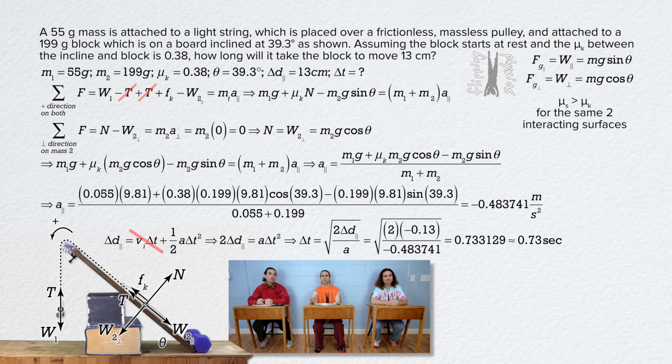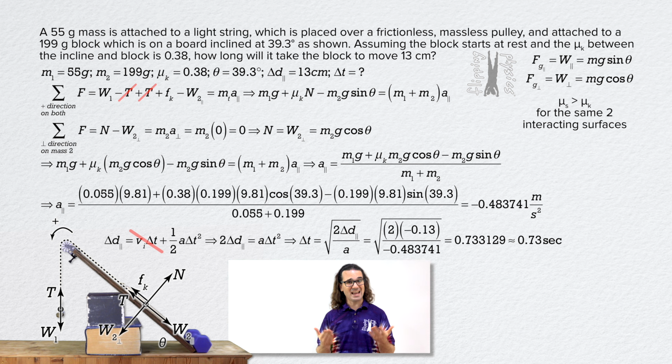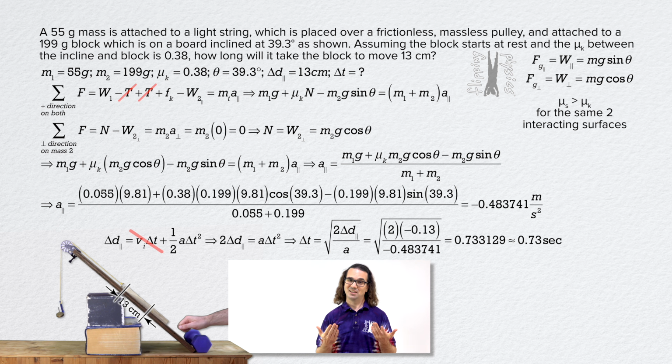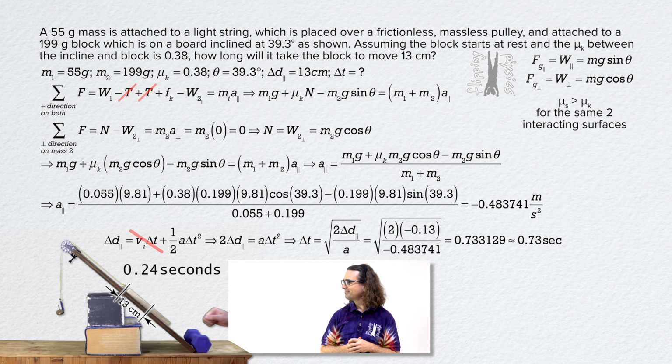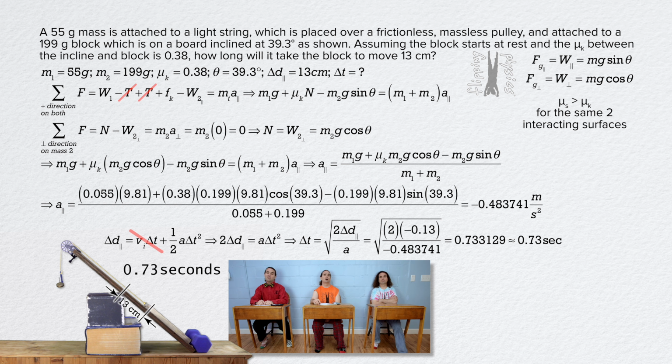Nice one, Mr. P. But how are you going to start mass 2 in motion but not give it an initial velocity? All I have to do is give the incline a gentle tap. That will cause the two surfaces to vibrate relative to one another and switch from static to kinetic friction. However, it will not give the system an initial velocity. Here we go. 0.73 seconds. Very nice, Mr. P. The physics works.